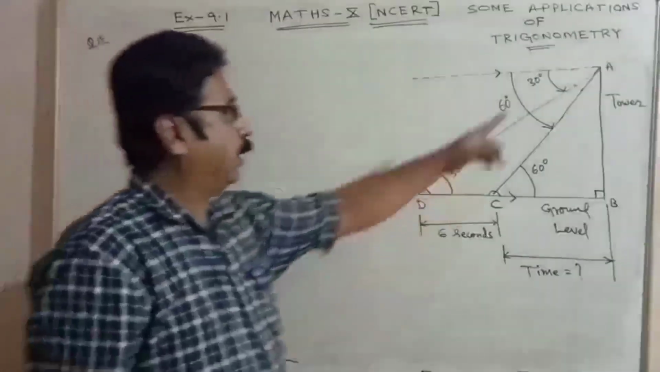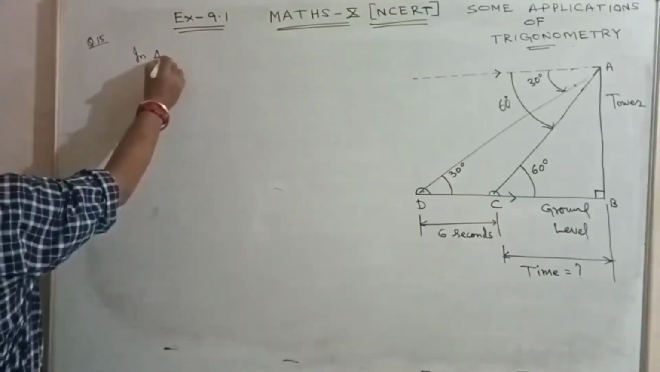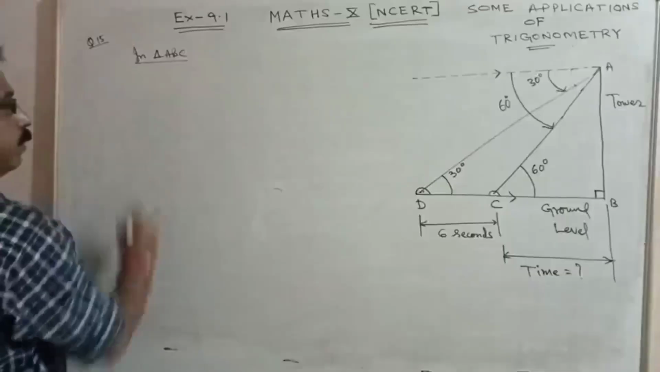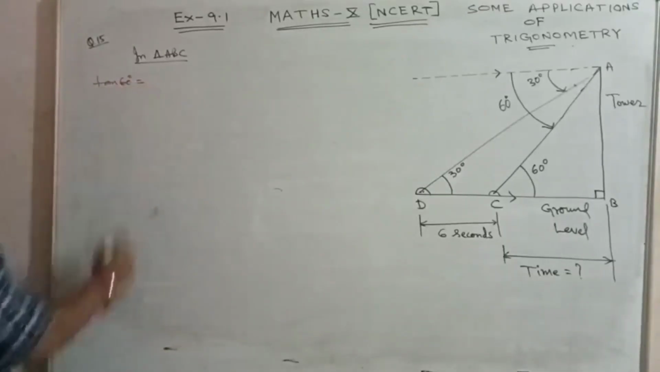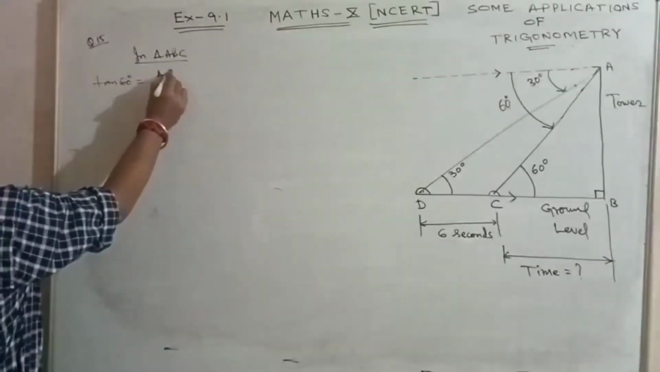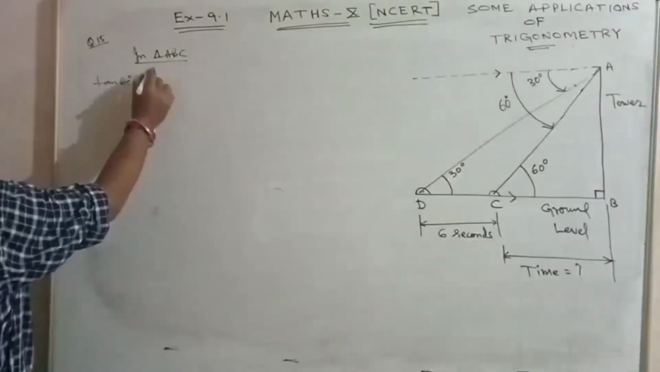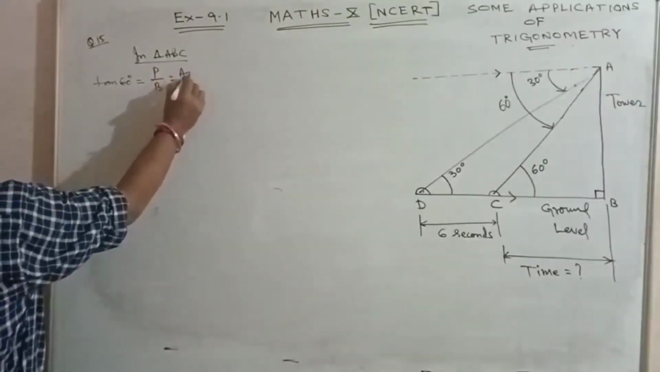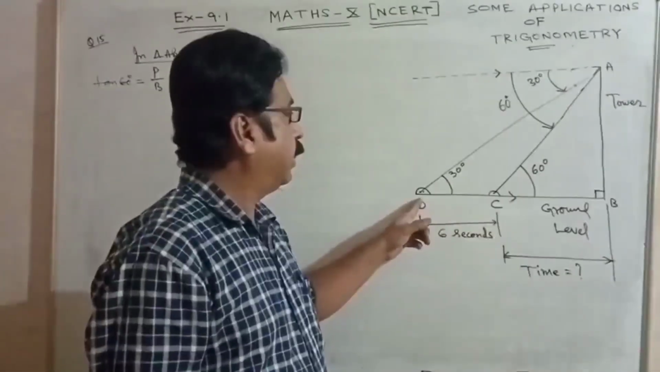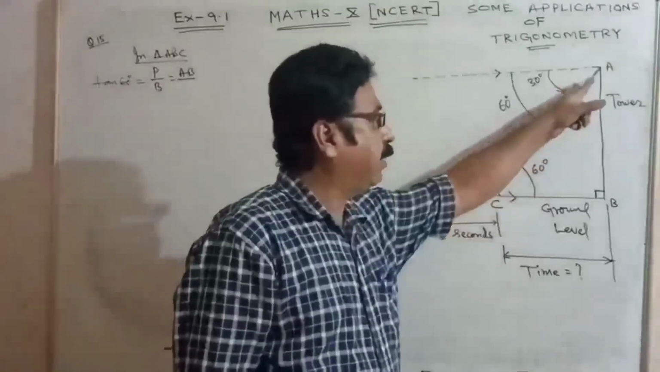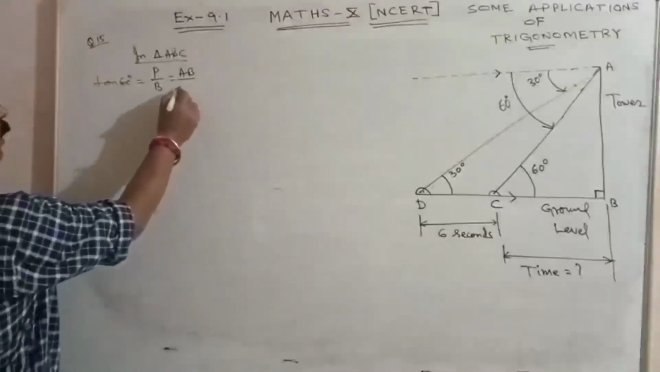Let us take triangle ABC. Tan 60 degree. AB is the perpendicular and base is BC. For 60 degree, perpendicular is AB, base is BC, in triangle ABC.